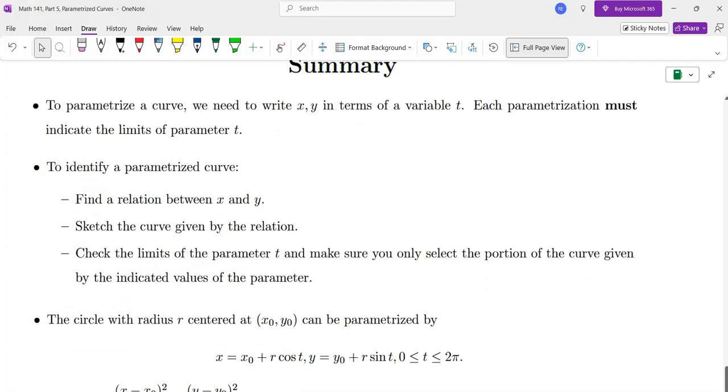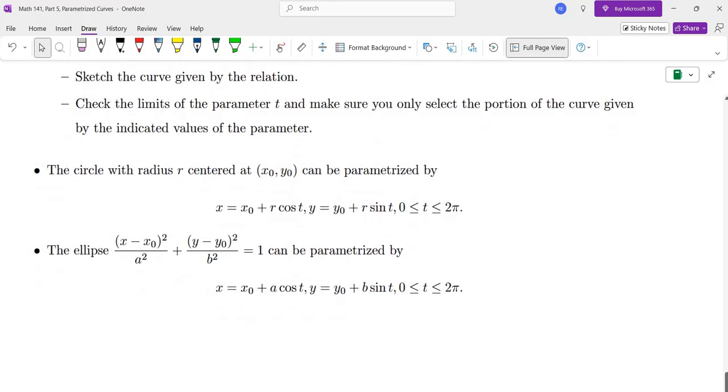To identify a parameterized curve, find a relation between x and y. The first example that we did was like that. Then sketch the curve given by the relation, check the limits of the parameter, and make sure to only select the portion of the curve given by the indicated values of the parameter.